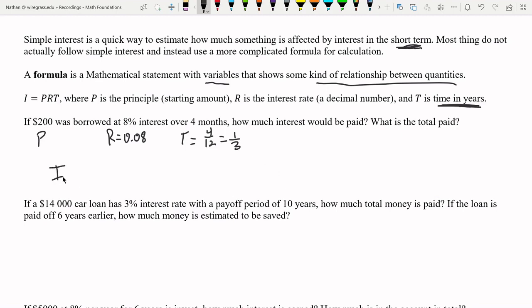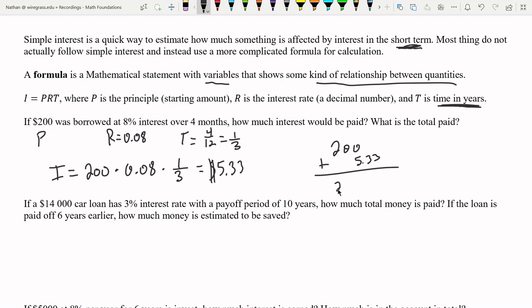So our simple interest is going to be P times R times T. That gives 5.33, and then it's a dollar amount, so it's going to just stop there. So $5.33 is interest. What's the total paid? Well, we're going to pay back what we borrowed, and we're going to pay interest. So total, it's going to be 200 plus 5.33, or $205.33. That's going to be the total paid.